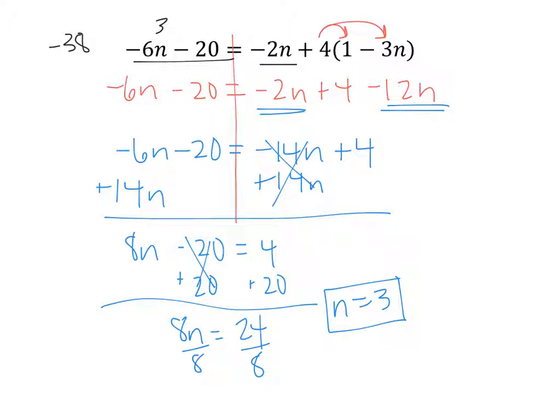Over here, -2 times 3 is -6, plus 4 times parenthesis, 1 minus, and then 3 times 3 here is 9, so I'm just going to change that to a 9. So 1 minus 9, and then I'll close the parenthesis. I get -38, so I know I'm correct, and that n equals 3 is right.